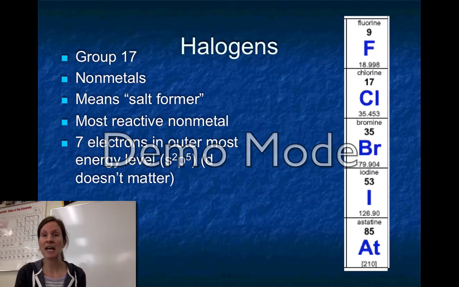So NaCl, right, table salt. But anything that was a salt was actually something bonded to a halogen. So since that's where we first found them, we call them salt formers because it seemed like you had to have one of these to make a salt. These are your most reactive nonmetals, similar to how your alkali metals are your most reactive metals.